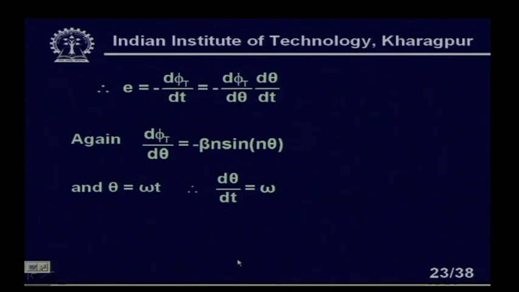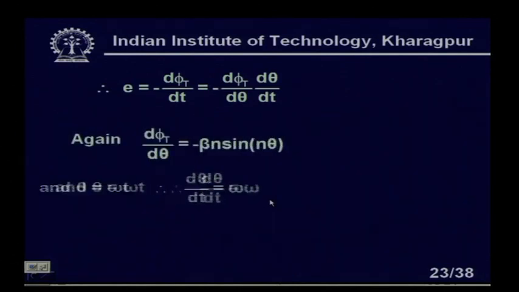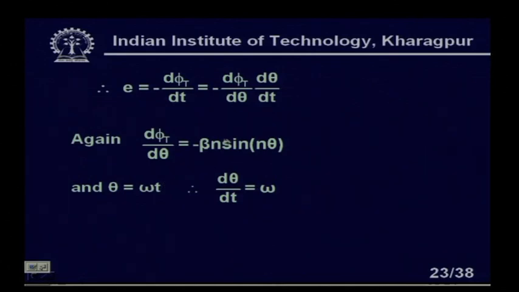Now, if I differentiate these expressions, I will get d phi T by d theta: alpha will cancel, since d alpha by d theta is 0. So, minus beta into n into sin of n theta. Now, omega is the circular frequency and theta is an angle at an instant of time. So, if you multiply omega by t, I will get theta, obviously theta should be in radians. So d theta by dt equals omega. Quite obviously, if I differentiate this with respect to t, I will get omega.